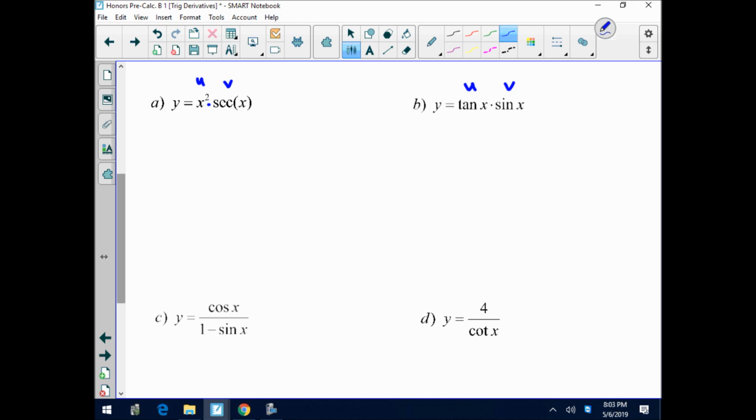In c, we have a division, and clearly you're going to want to take the derivative with the quotient rule, where our u is going to be cosine x and our v is going to be 1 minus sine x. Now with d, we could take the derivative with the quotient rule, but there's also a substitution we can make with the Pythagorean identity, which is going to make this a little easier. We can hint towards that by writing our 4 over cotan as 4 times 1 over cotan x. From there, you can ask yourselves, is there an easier derivative I can take? So why don't we pause the video and let you give these a shot, and we'll come back and look at them in a second.